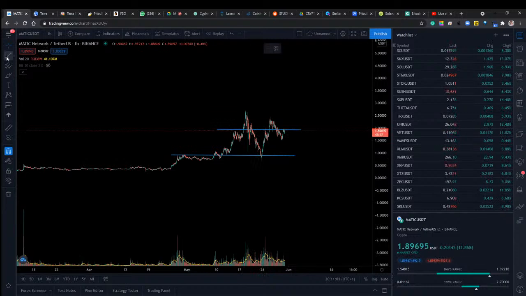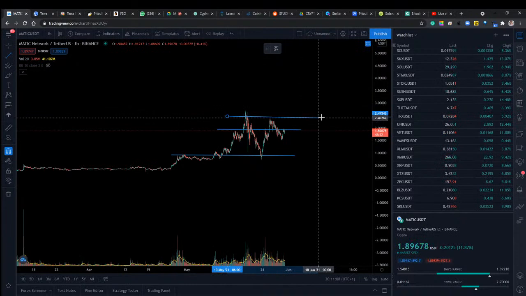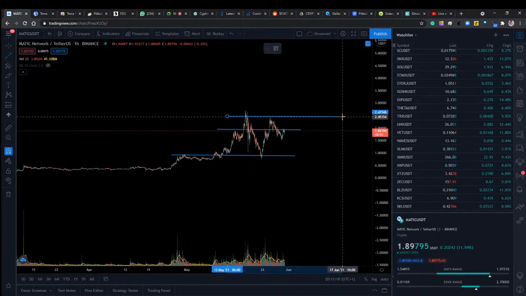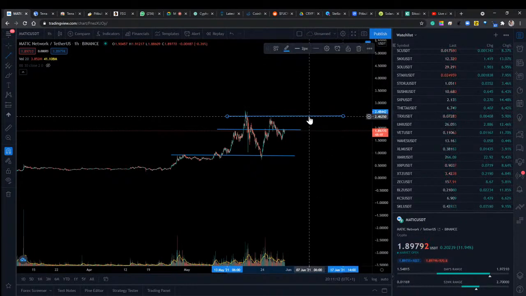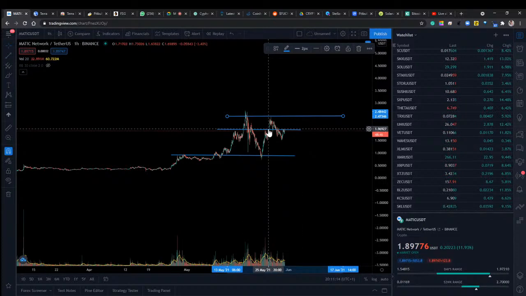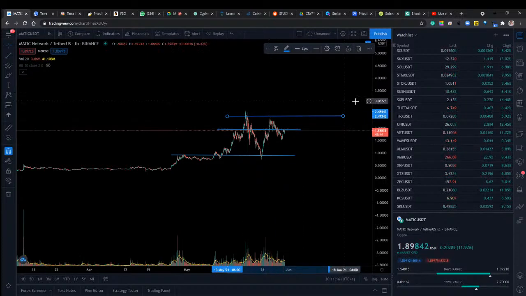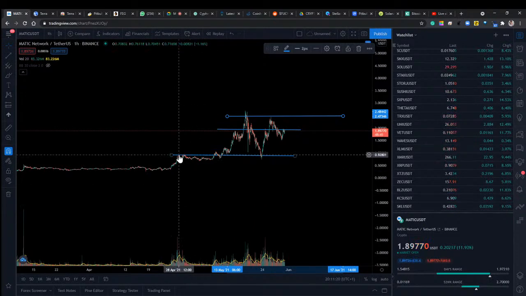I can also draw another line here because I can see that it has created another support here, another resistance here. So the moment it creates another resistance, what used to be the resistance will now become the support. Does that make sense? I hope it makes sense. So this was the support.